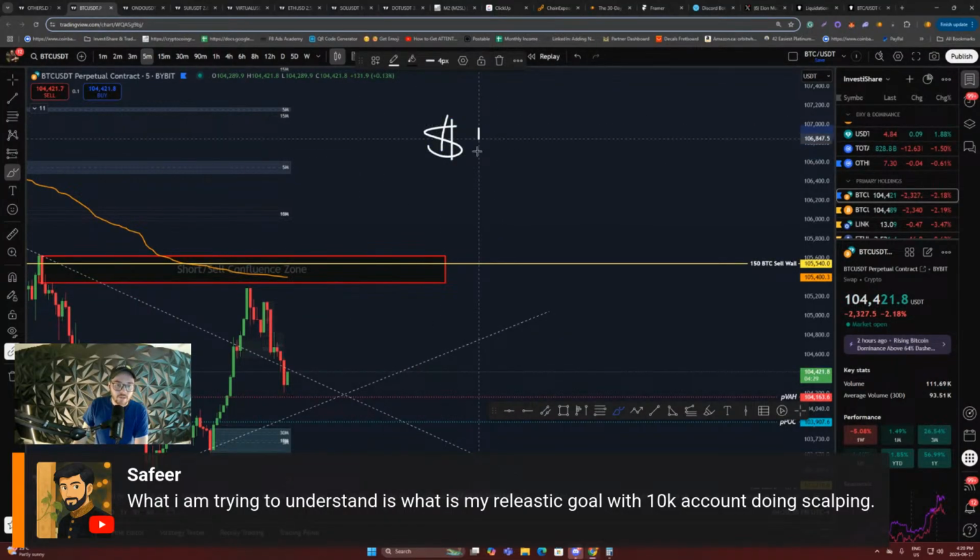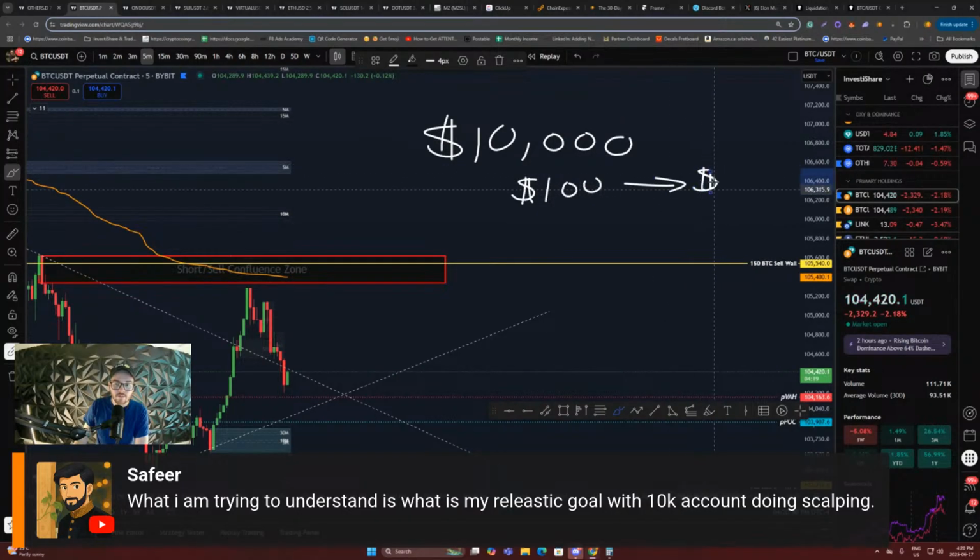It's like a $10,000 account. You want to risk to lose $100 to gain 200 or more, right? Preferably more, of course. But 200 is the minimum, right? You shouldn't take the trade unless it's going to give you 200 or more.